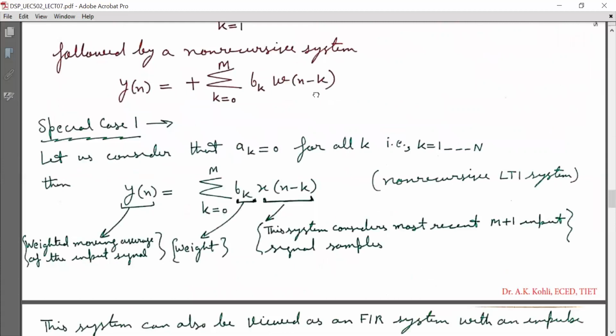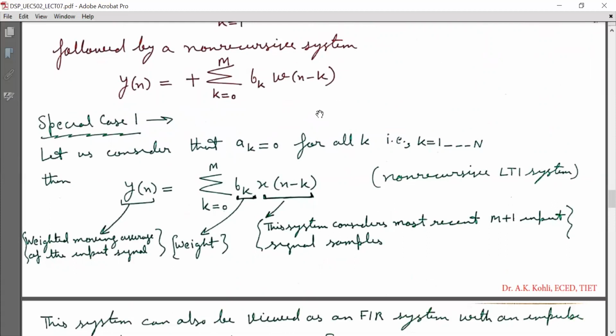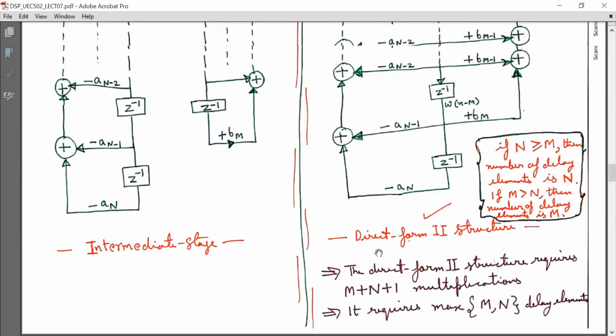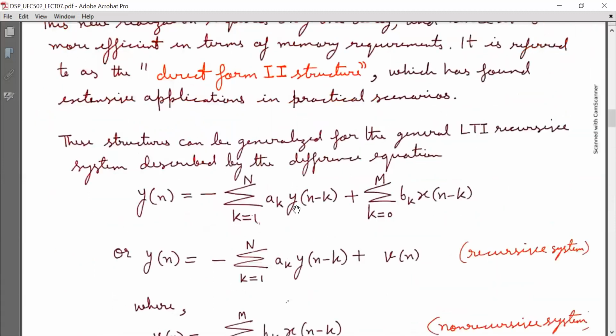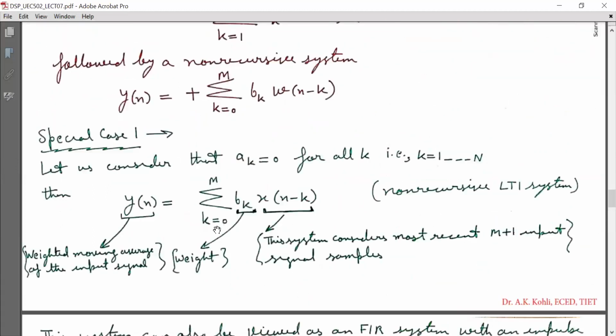Now special case 1. Let us consider that ak is equal to 0 for all k, that is k equal to 1 to n. Now this general equation becomes yn is equal to summation k running from 0 to capital M, bk xn minus k. Here it is purely non-recursive LTI system. yn is weighted moving average of the input signal. How? bk is weight, xn is input signal, and xn minus k is delayed input signal.